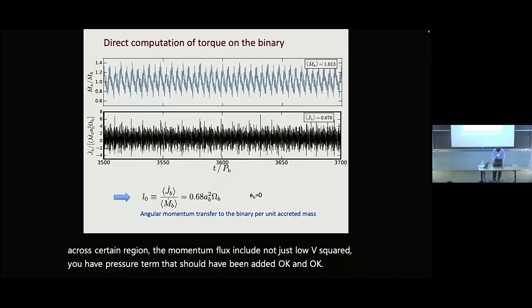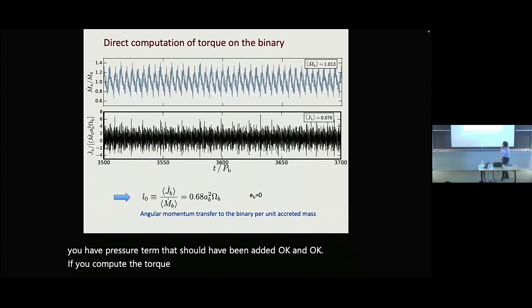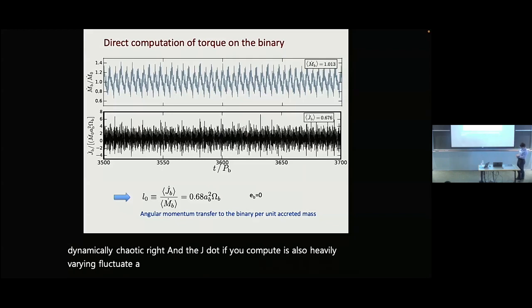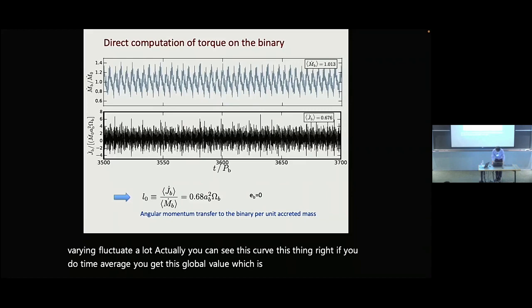Anyway, if you compute the torque directly, you see m dot. You can see it's very dynamically chaotic, right? And the j dot, if you compute, is also heavily varying. It can fluctuate a lot. Actually, you can see this curve, right? And if you do time average, you get this global value, which is constant, right? And this is a global eigenvalue.